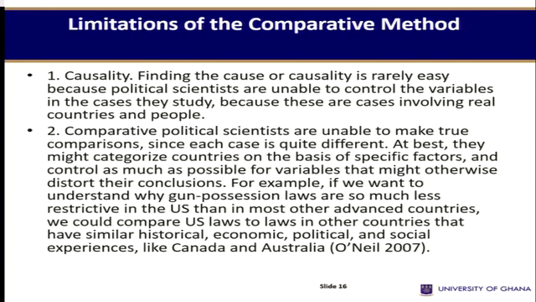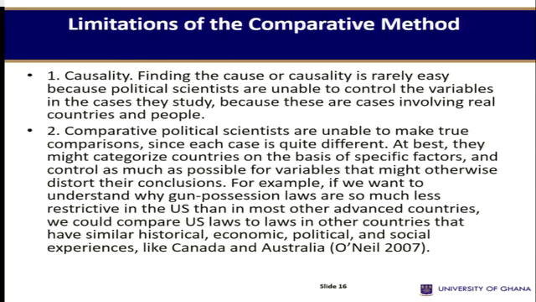Secondly, comparative political scientists are unable to make true comparisons sometimes, since each case is quite different. At best, they might categorize countries on the basis of specific factors and control as much as possible for variables that might otherwise distort their conclusions.